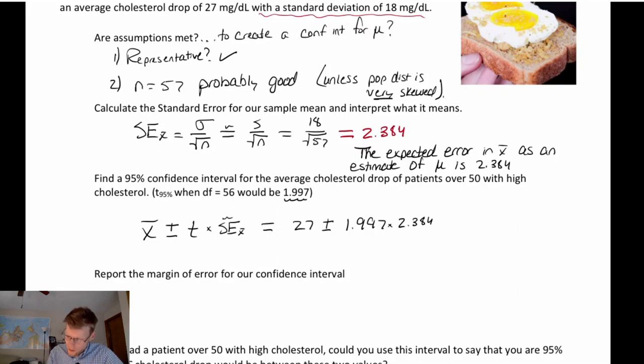All right, so we're going to calculate this out. 27 minus 1.997 times 2.384. So my lower interval is going to be 22.24. My upper interval is going to be 31.76.